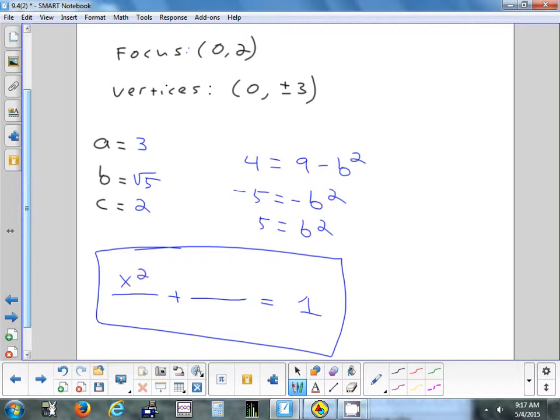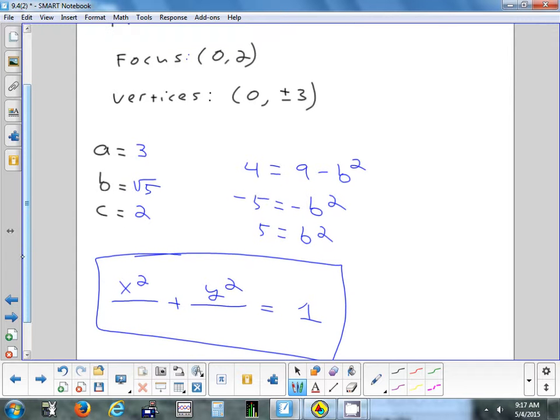So that's x squared, that's y squared. And anyone think they can tell me what it's going to be in my two denominators? Yep, 5 and 9. So we've got 5 and 9. So it's always a squared and b squared. Just put the bigger number under which way the major axis should go.